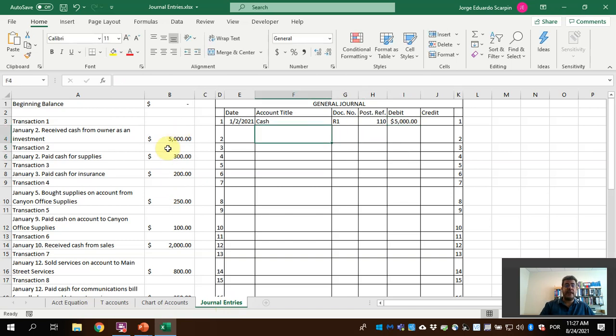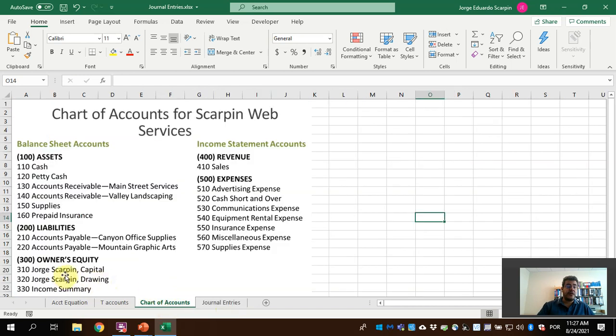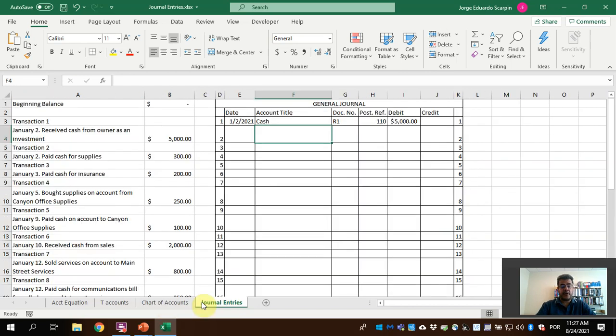The credit is here, Jorge Scarpin Capital. And usually for the credit, we go a little bit to our right, around 1 centimeter. So it is some inches. And how do we do that on Excel? We come here. So if they are here, just come here, increase indent. So 1, 2, and we are good.